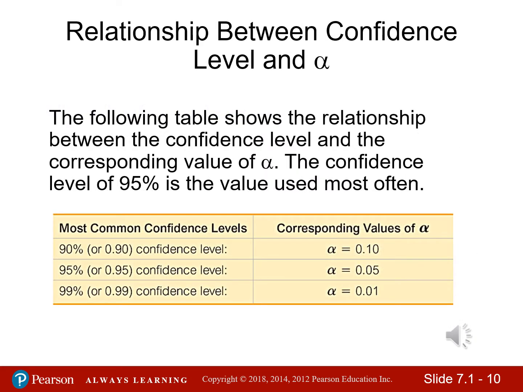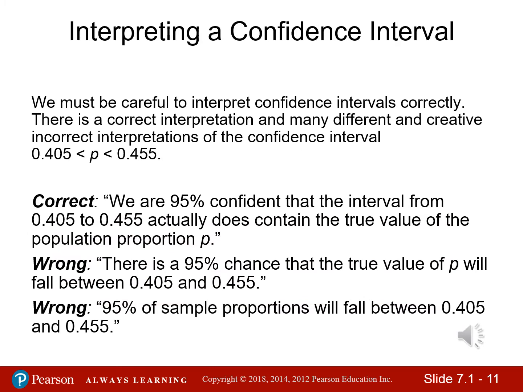This table shows the relationship between the confidence level and the corresponding value of alpha. The confidence level of 95% is the value most frequently used. It's important that we are careful to interpret confidence intervals correctly. There is a correct interpretation and many different and creative incorrect interpretations of the confidence interval.